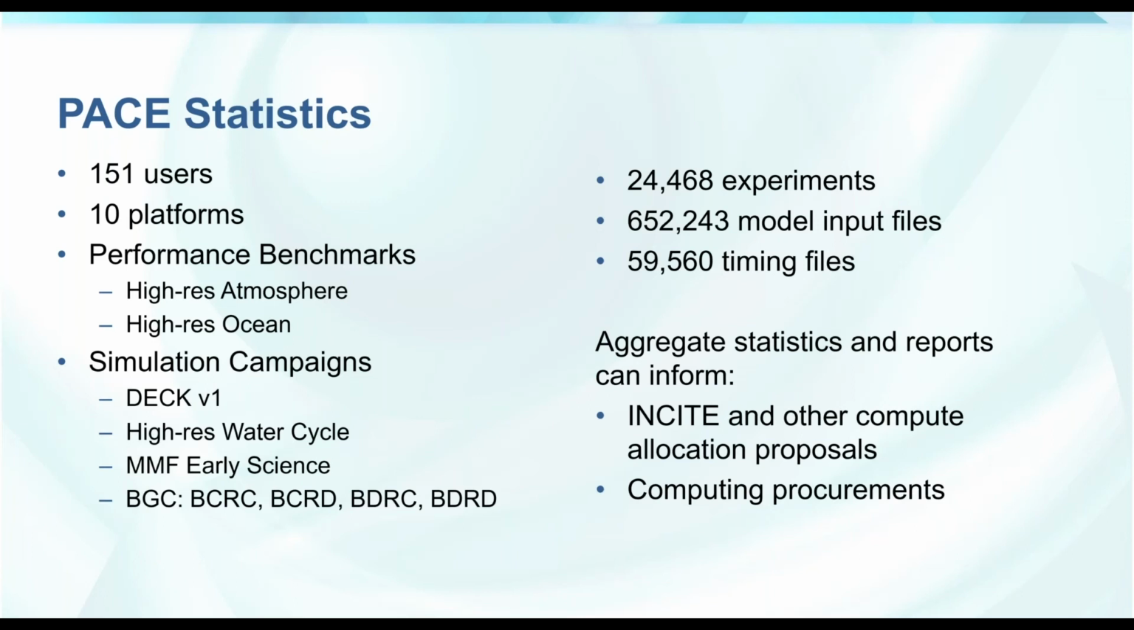We have about 650,000 model input files and 60,000 timing files. Some experiments might have more than one timing file based on the MPI ranks of the components. Besides individual interest, diving into the aggregate statistics from this infrastructure can inform computer allocation proposals. We can also inform what kind of simulation campaigns we run and what kind of resources we need, so it can even drive some of the computing procurements.